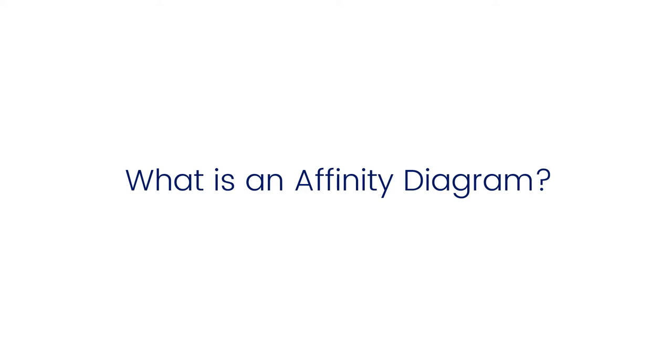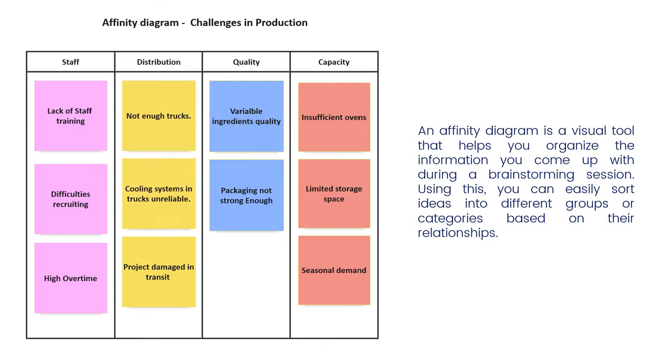In this video, we will learn about the Affinity Diagram in UML. An Affinity Diagram is a visual tool that helps you organize the information you come up with during a brainstorming session. Using this, you can easily sort ideas into different groups or categories based on their relationships.